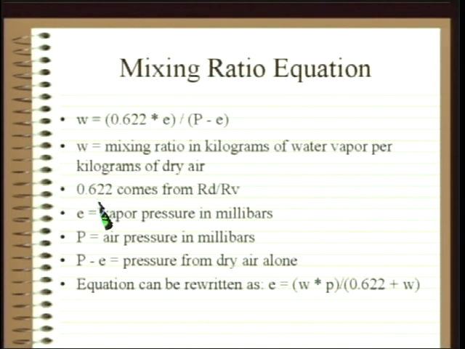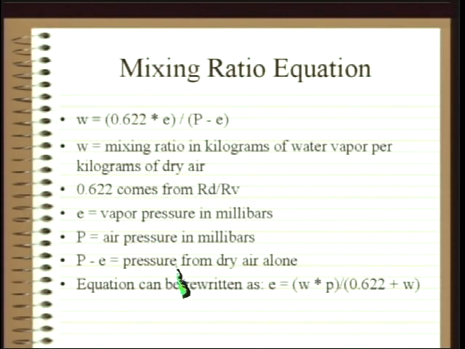The 0.622 in the equation comes from RD divided by RV. So these are two gas constants and the ratio of those gas constants. E is our vapor pressure in millibars. P is the air pressure, also in millibars. And the P minus E is the pressure from the dry air alone. So in our equation for mixing ratio, we were dividing by the kilograms of dry air. So to make this air dry, we subtract off the pressure that's being produced from the water vapor.